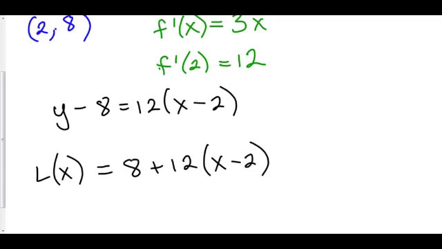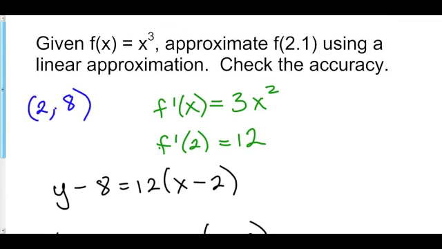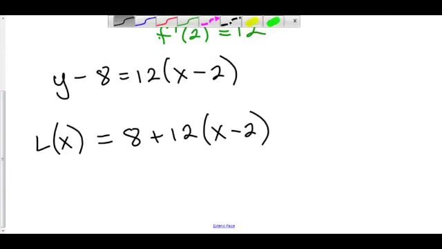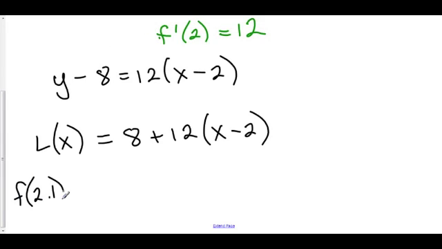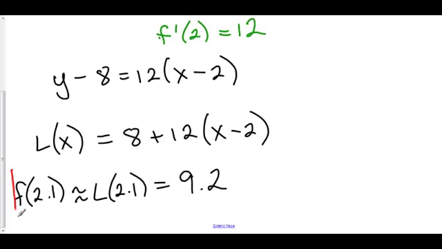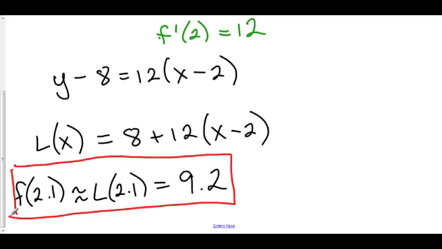All right, now that we have found our linearization centered at x equals 2, namely 8 plus 12 times x minus 2, we can find L of 2.1. We were trying to approximate f of 2.1, which is really 2.1 cubed. So here, all we have to do is show that f of 2.1 is approximated by L of 2.1, which is equal to 8 plus 12 times 2.1 minus 2. Well, 2.1 minus 2 is 0.1, times 12 is 1.2, plus 8 is 9.2. There we are. That is an approximation of 2.1 cubed right there.